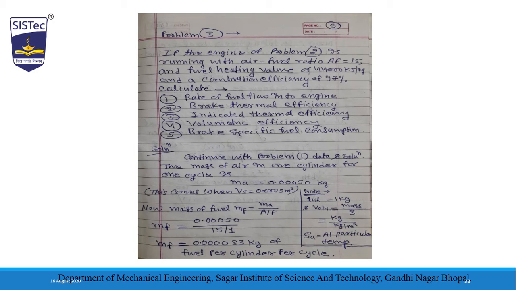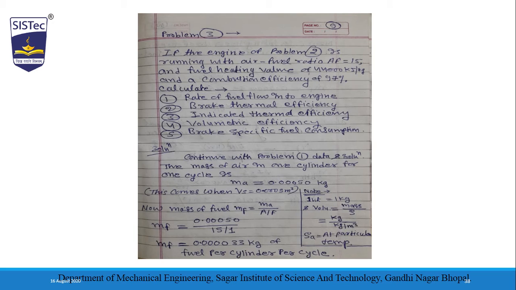If the engine is running with an air fuel ratio of 15 and fuel heating value of around 44,000 kilojoule per kg, and the combustion efficiency is 97%, calculate the rate of fuel flow into the engine, brake thermal efficiency, indicated thermal efficiency, volumetric efficiency, and brake specific fuel consumption.